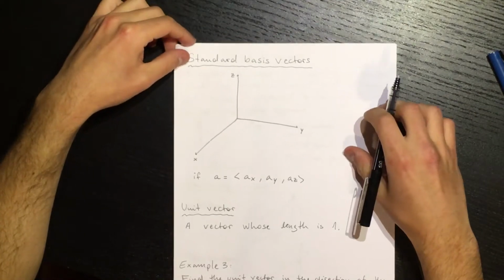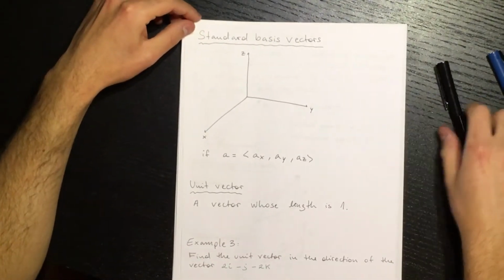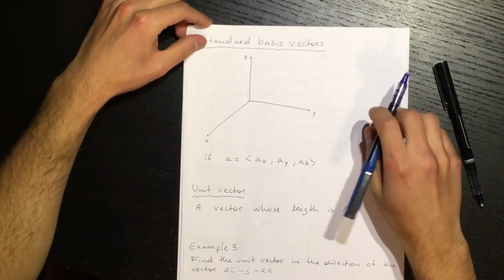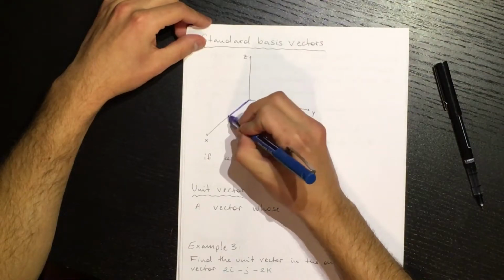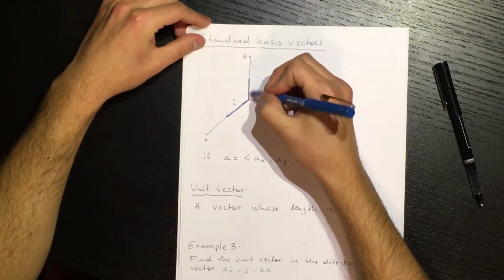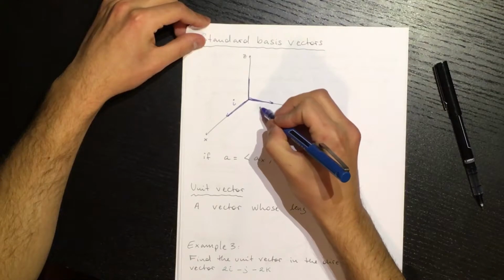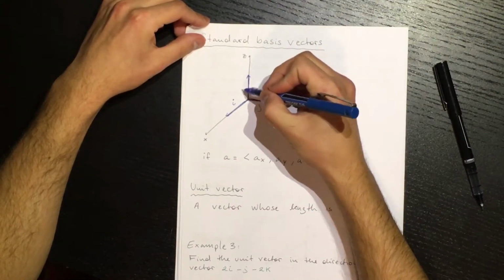Standard basis vectors. Same as in 2 dimensions, we're going to have basis vectors on the 3 axes. We're going to have 1 on the x-axis, which we're going to call i, 1 on the y-axis, which we're going to call j, and then 1 on the z-axis, which we're going to call k.